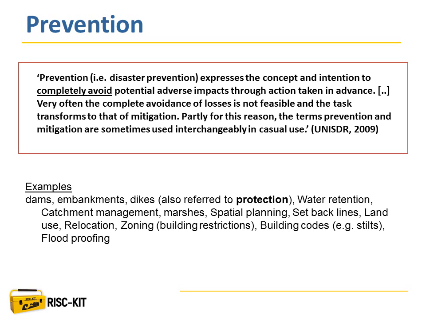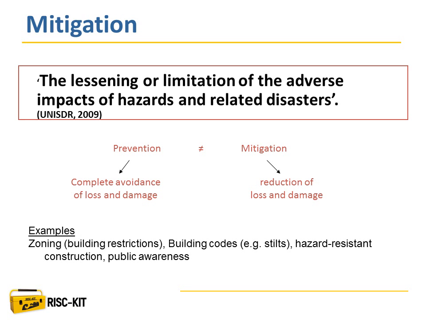For instance, dams, embankments, and dikes, sometimes also referred to as protection. Mitigation, on the other hand, are types of measures that lessen the impact of a hazard. For instance, zoning, building restrictions, building codes, but also building marshes, etc. They will not completely avoid the impact of a storm, but they will lessen the effect.